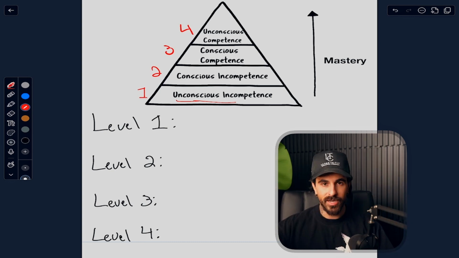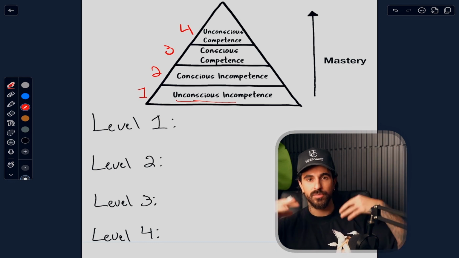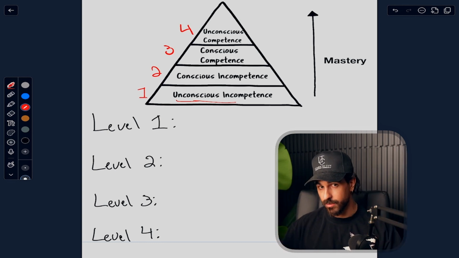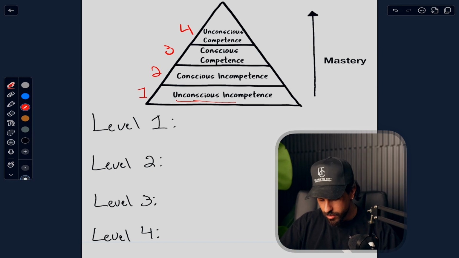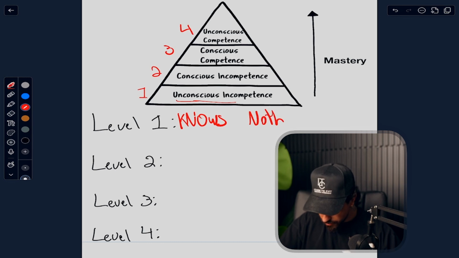Most of you guys are not at that phase, because if you're already here in this program, guess what stage you're at? Think about it. We're going to break that down though. Knows, let's say, knows nothing.